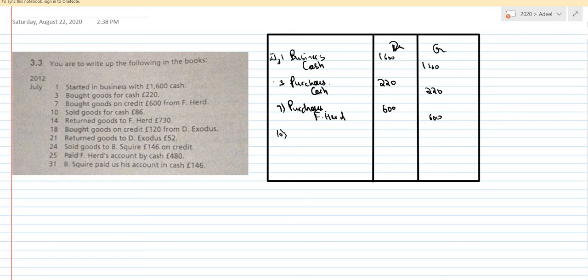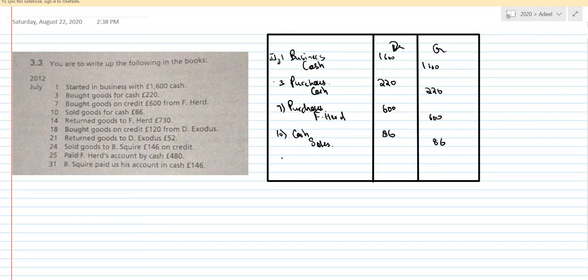Number 10. Sold goods for cash 86. Goods would be credited and cash would be debited. What's the term used for sold goods? Sales. Very good.